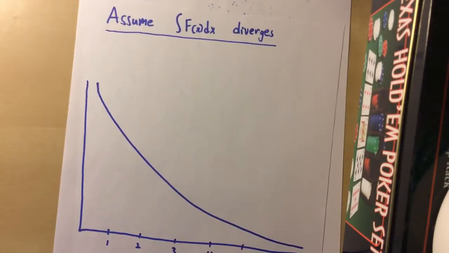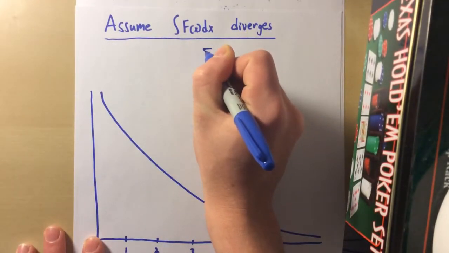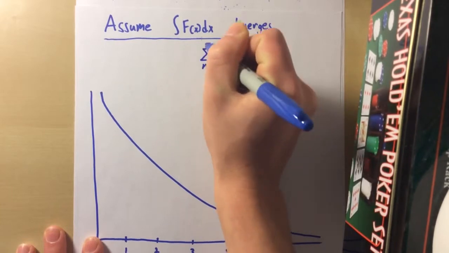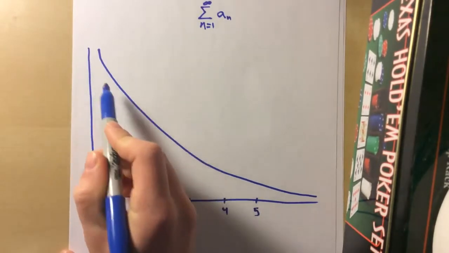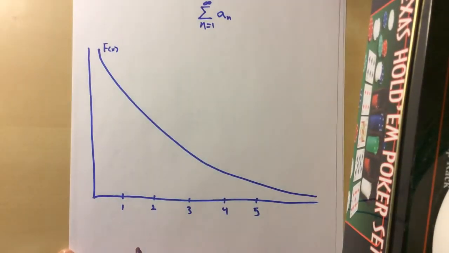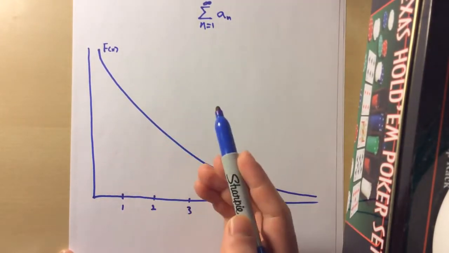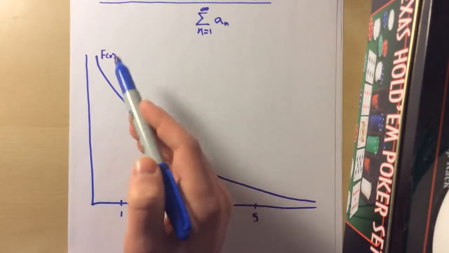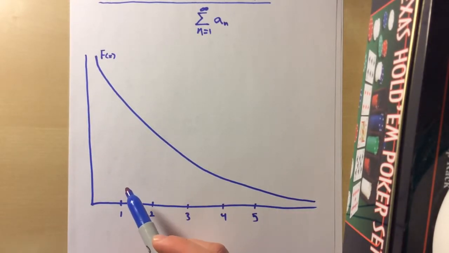So let's assume the integral of f of x diverges. Well, we're talking about the series from n equals 1 to infinity of a sub n. So we can graph this out, where this line right here represents f of x. I've marked out different intervals, and these are going to be our different n's. So what we want to show is that our series is greater than a diverging integral. And if we can show that, then we can prove that our series diverges, since it's greater than something that diverges.